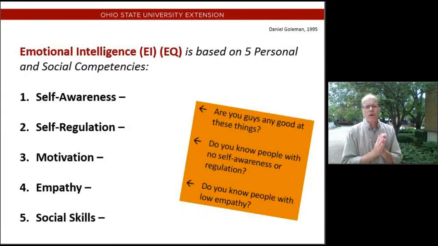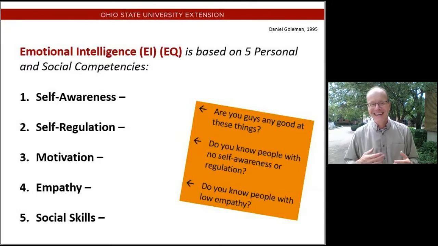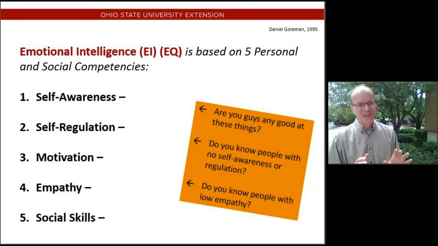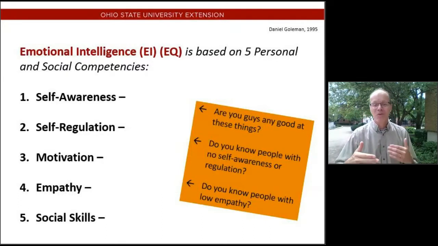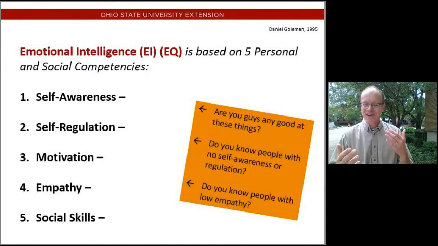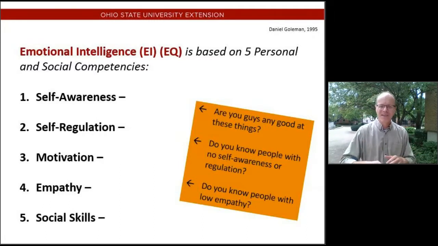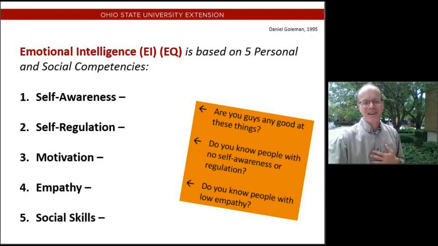So, what does Goleman list as the 5 personal and social competencies? Self-awareness, self-regulation, motivation, empathy, social skills. Are you any good at this? Sometimes I can hit 1 or 2, sometimes I just miss the boat completely. But you probably know some people with no self-awareness, you know? Those guys are out there too, and that's all good. Let's talk about each one as we go through.